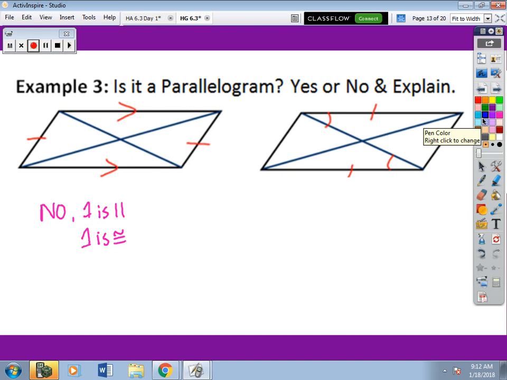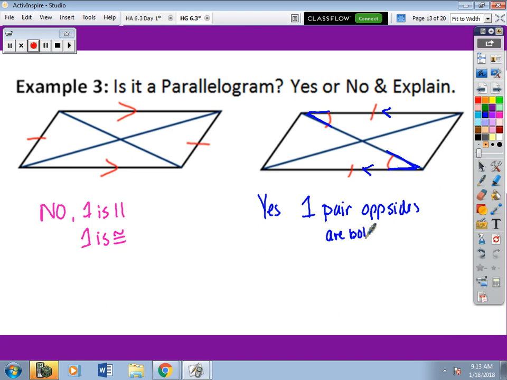Now the next one gives us some angle markings. So again, some of you like to trace the corners of the angles. We should notice that those fall along a transversal and in between parallel lines. So these are alternate interior angles. If alternate interior angles are congruent, then the lines have to be parallel. So this one now falls under the theorem we just talked about, so yes. One pair of opposite sides are both parallel and congruent.